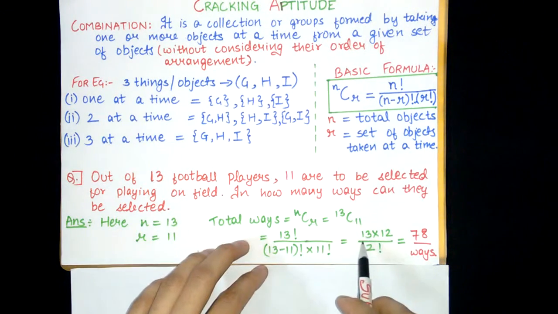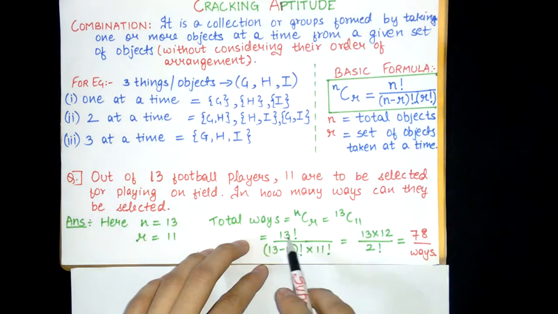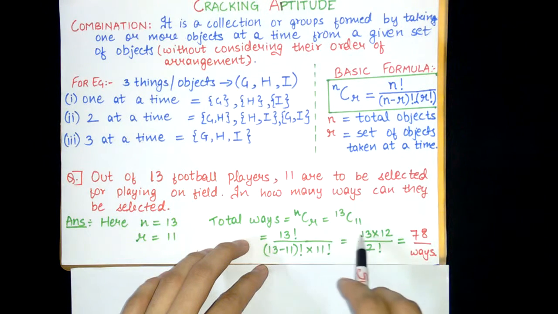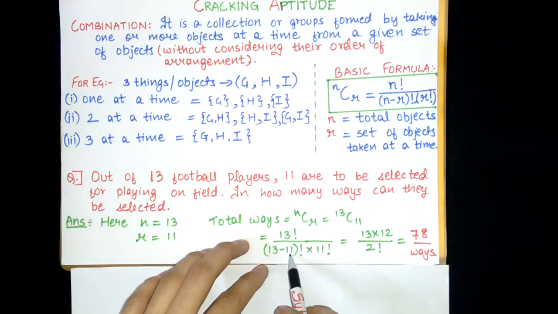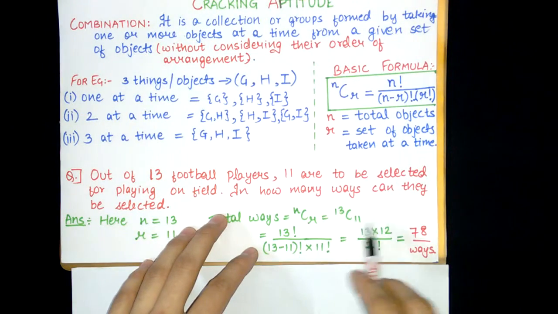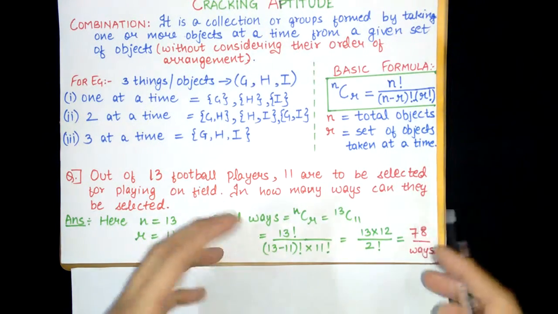Actually it's very simple. I have written here 13 into 12. I can write here 13 into 12 into 11 factorial, and in the denominator also we have 11 factorial. So 11 factorial in the denominator can be cancelled with 11 factorial in the numerator, and we would be left with 13 into 12 in the numerator. And this 2 factorial in the denominator we got by (13 minus 11) factorial, which we have in the denominator. So it would be 13 into 12 divided by 2 factorial, and when you solve this, it would be 78 different ways or 78 different combinations.